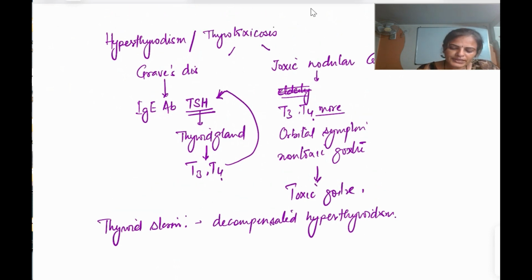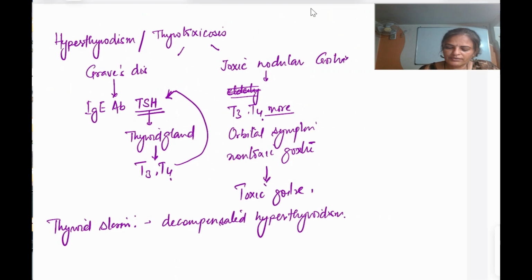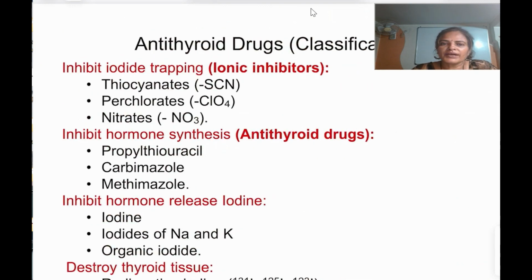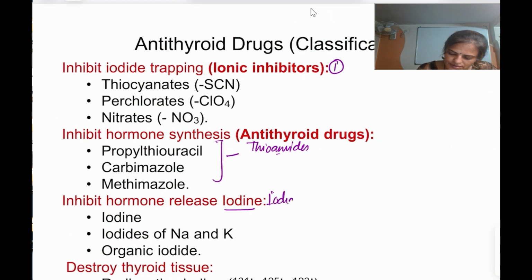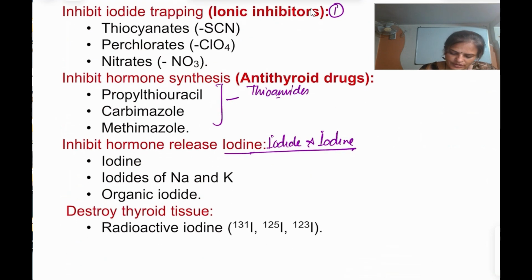Now for hyperthyroidism, what drugs do we have, or how are we going to classify antithyroid drugs? So we have ionic inhibitors, this is number one. Then we have thioamides. And then we have iodide and iodine. And then we have radioactive iodine.